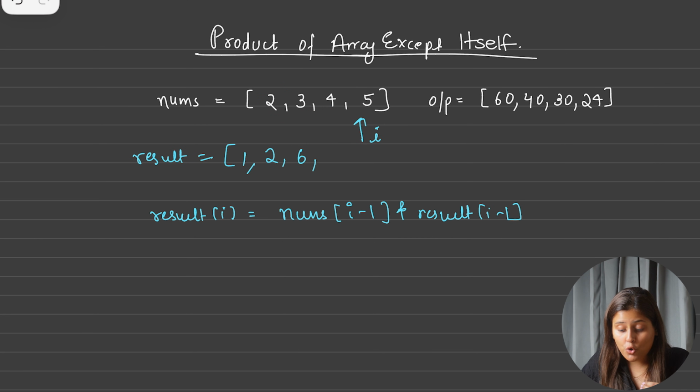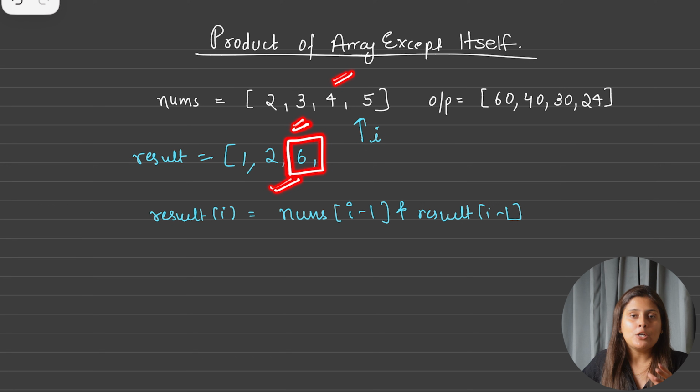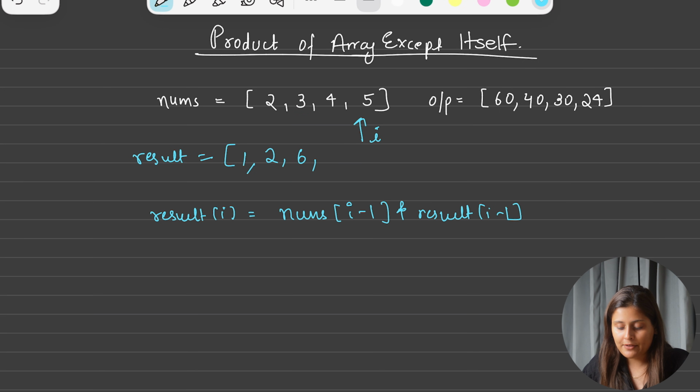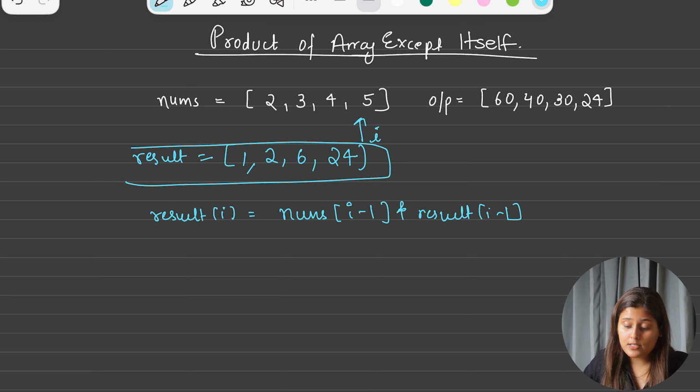So we are not doing it again and again. That is why we have stored our previous answer here, and we are reusing this previous answer calculated in the result of I minus 1 and nums of I minus 1. So basically that is why we are saying that this is somehow resonating with the prefix sum idea. So we'll multiply this 6 and 4 and it will become 24, and here we will save the 24 as an answer for 5.